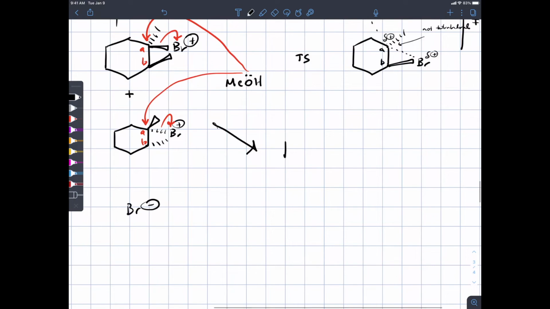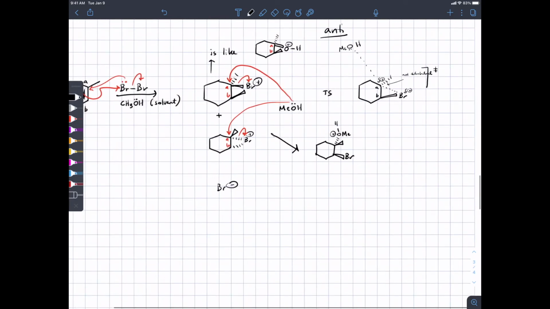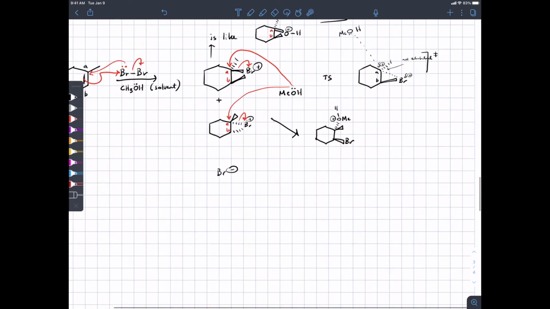So the products that we get are, let's see. Okay, if we attack the molecule on top, we should get this product. If we attack carbon A of the molecule on the bottom, we should get its enantiomer.